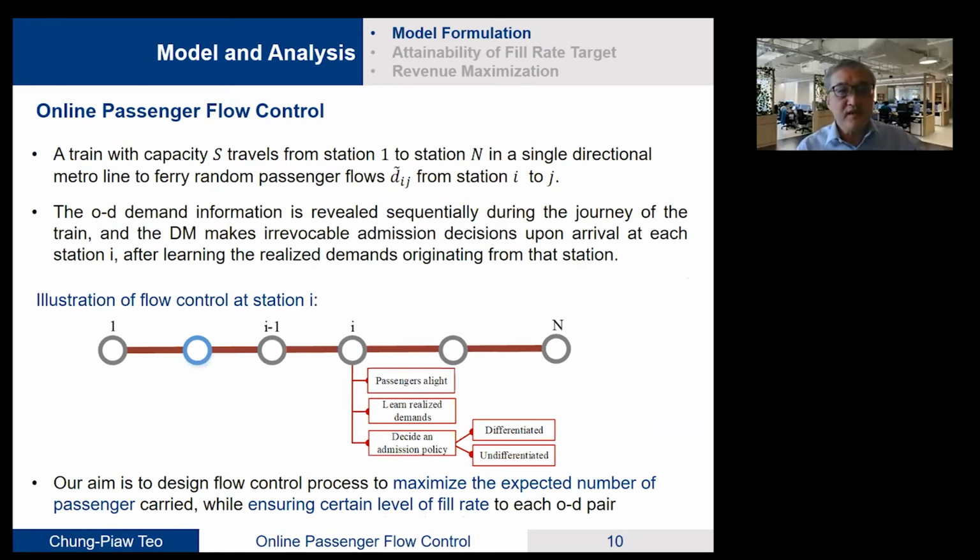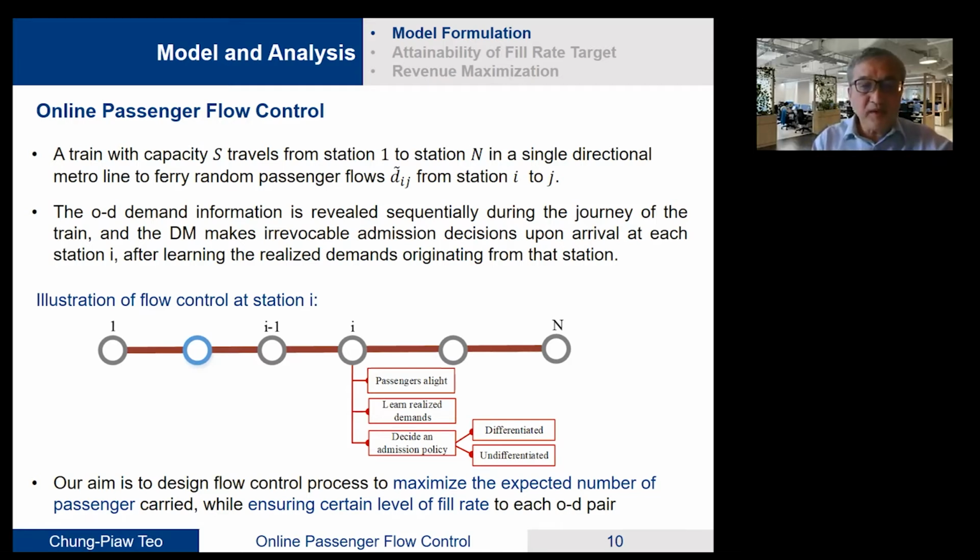So let me formally define the online passenger flow control problem in this particular setting. We have a train with capacity S moving from station 1 to N. We also have the OD demand from I to J, station I to station J, and the information is revealed only sequentially during the journey. So you only know the IJ demand information when you reach station I. But of course, when you're at station 1 or even station I-1, when you do your admission control, you need to bring in the demand projection at station I. At station 1, the demand at station I is a random number. But once you reach station I, the demand at station I is realized, and you need to make an online admission control decision based on the actual demand at I.